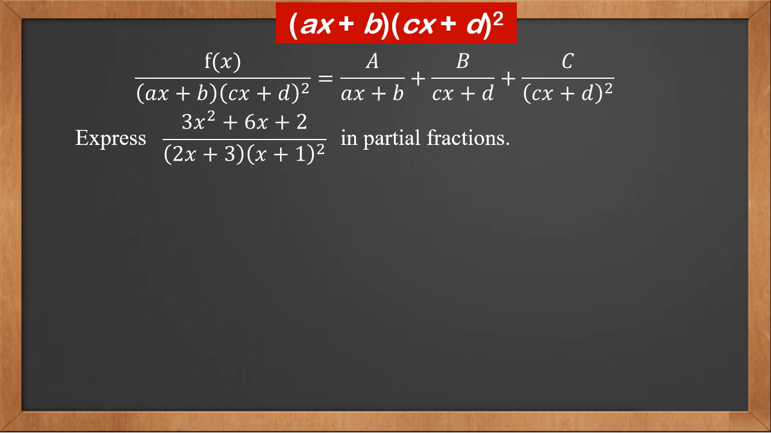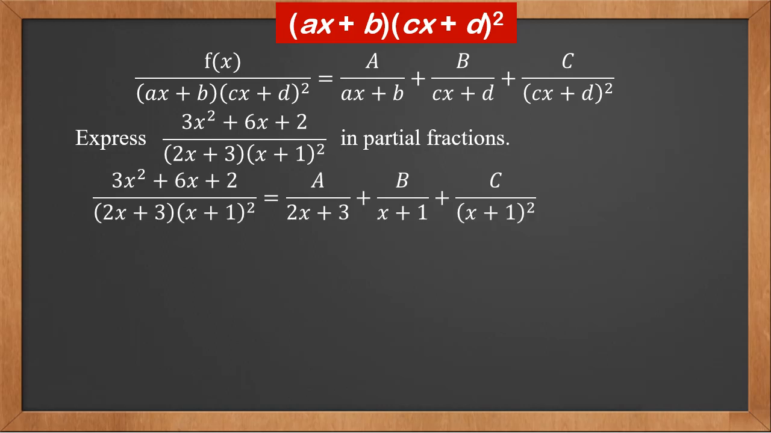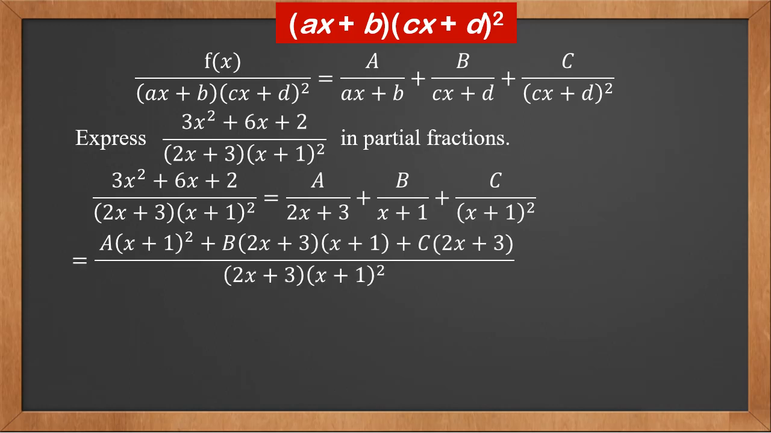Express (3x²+6x+2) over (2x+3)(x+1)² in partial fractions. We can write it as a over 2x+3, plus b over x+1, plus c over (x+1)². Combine these three. The denominator is the same, which is (2x+3)(x+1)². And the numerator is a(x+1)² plus b(2x+3)(x+1) plus c(2x+3). The two numerators should be equal.